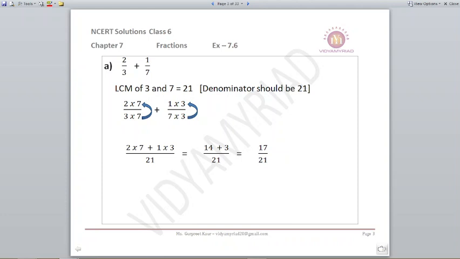7 3s are 21. So we will write first 3 in the denominator and then that 3 will go in the numerator. So our fraction becomes 2 multiplied by 7 plus 1 multiplied by 3 upon 21, because both are 21, so we can write 1 over 21. So it becomes 14 plus 3 upon 21. Your answer is 17 upon 21.